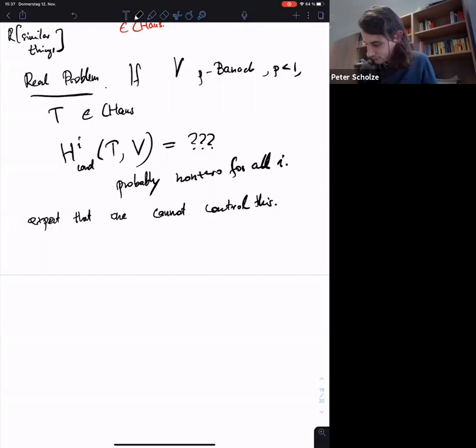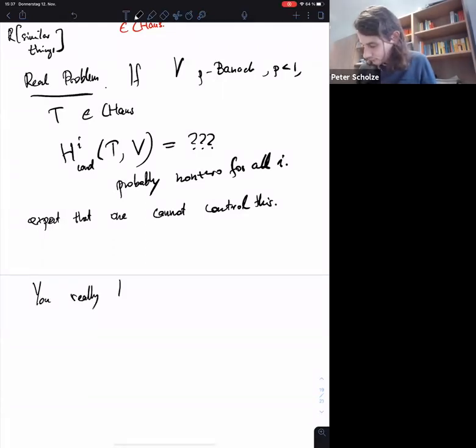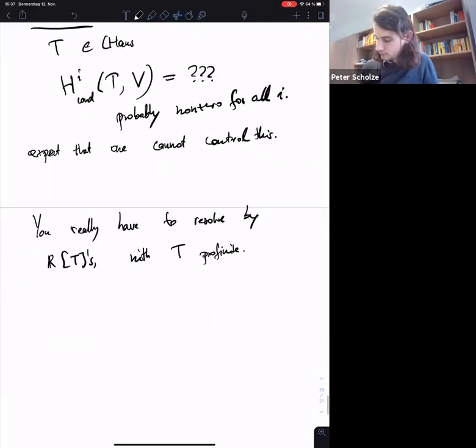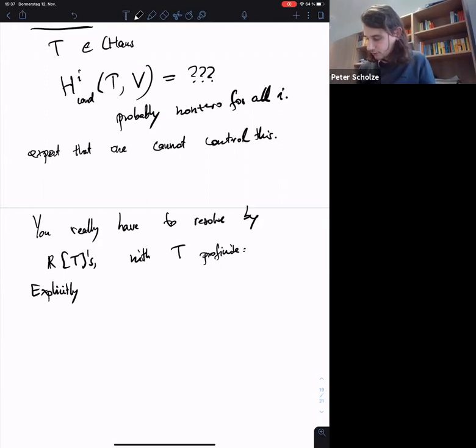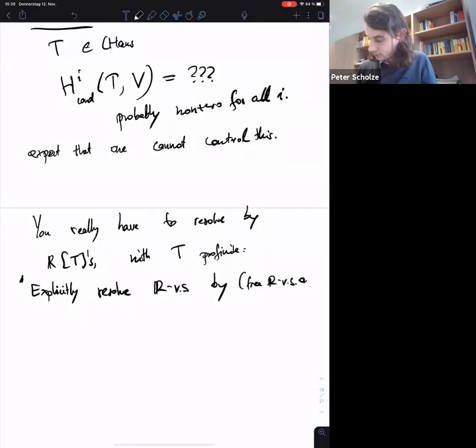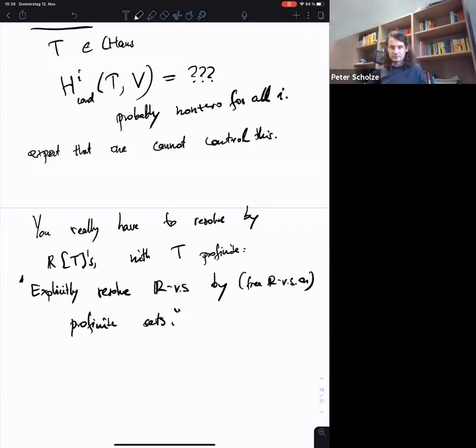So you really have to resolve by R[T]'s with T profinite. So you want to explicitly, or sufficiently explicitly, resolve real vector spaces by R-vector spaces of this form, with T profinite. And that's all you have to do if you want to compute this Ext group in condensed R-vector spaces.